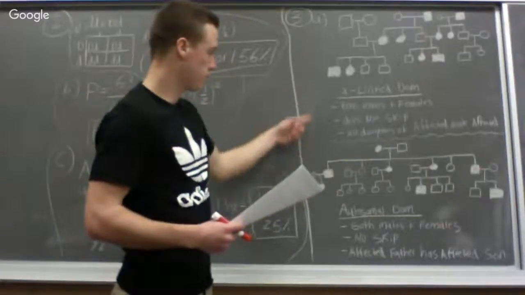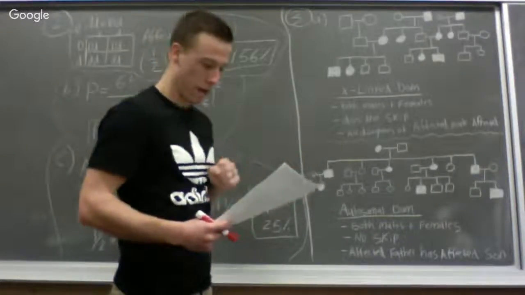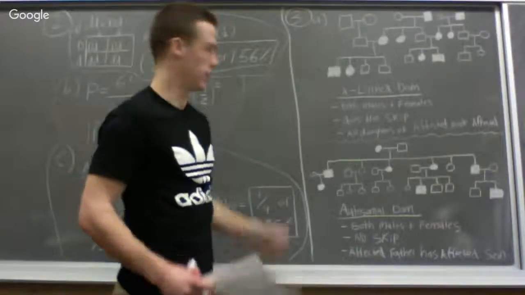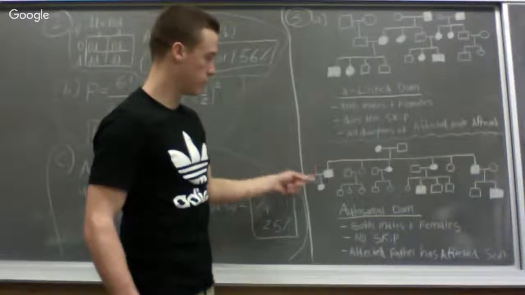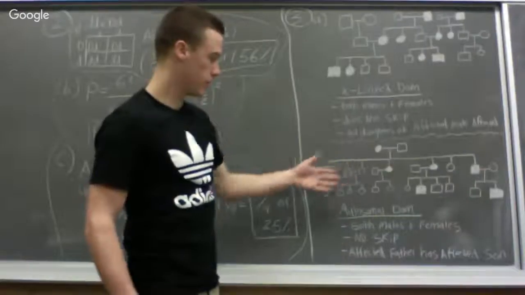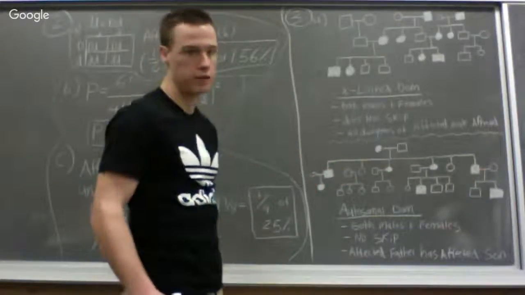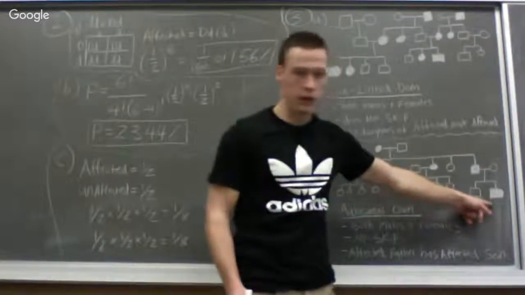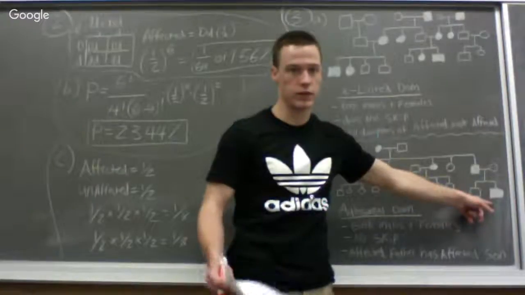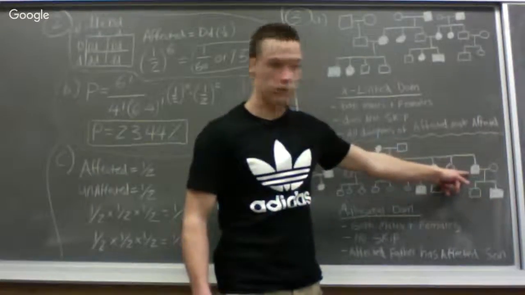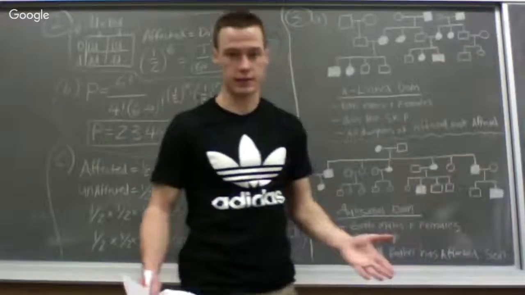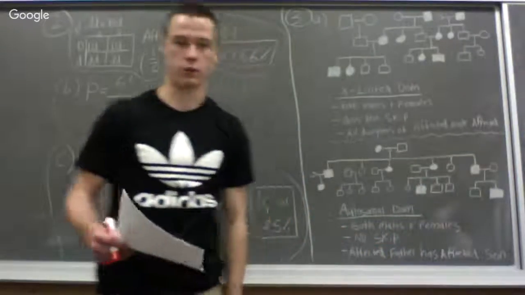Now B, right here, I got was autosomal dominant. Again, I looked and saw that it doesn't skip generations. Both males and females have it, but the key here for me was this son right here who has the disease allele. He got it from his dad right here. So it can't be X-linked dominant, so it must be autosomal dominant.